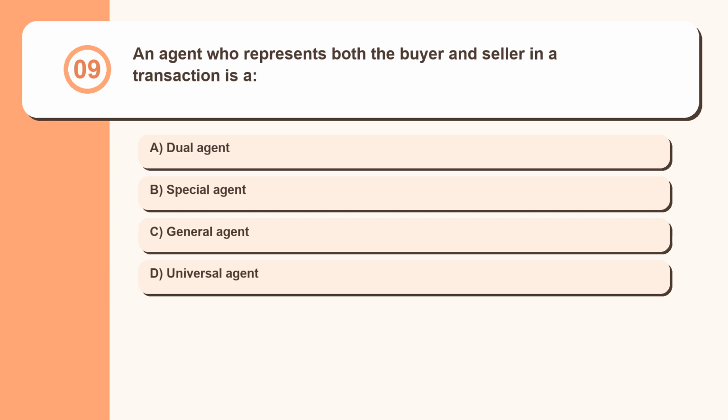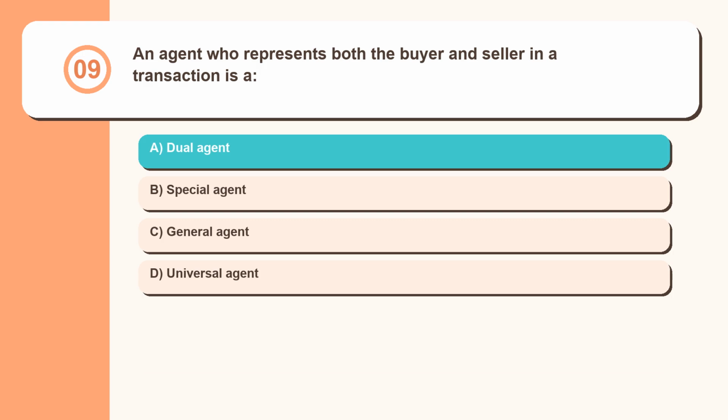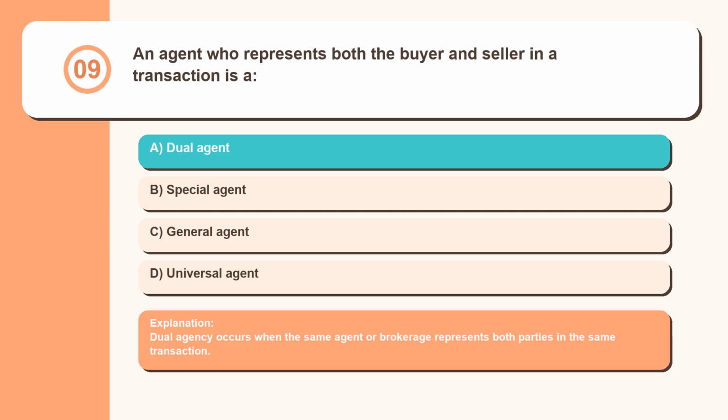Question 9. An agent who represents both the buyer and seller in a transaction is a dual agent, special agent, general agent, universal agent. Dual agency occurs when the same agent or brokerage represents both parties in the same transaction.